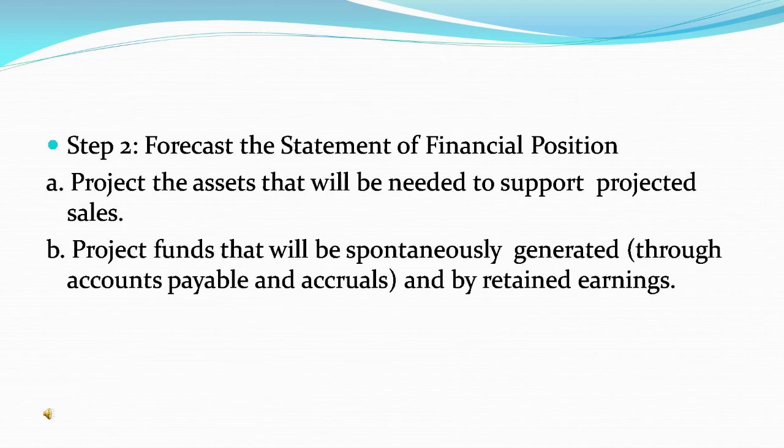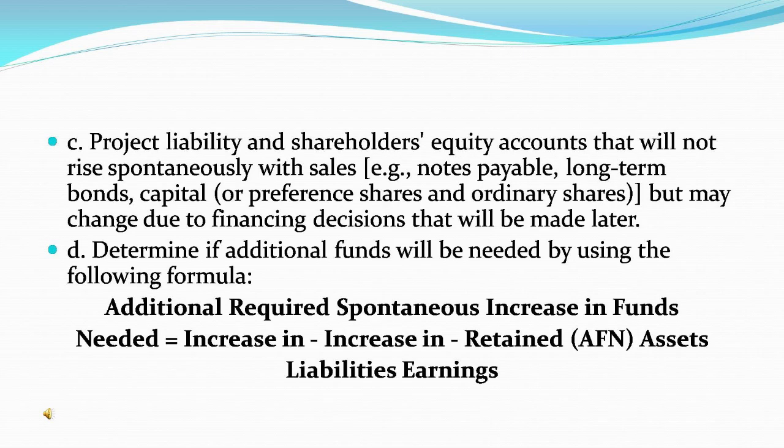Step 2. Forecast the statement of financial position. A. Project the assets that will be needed to support projected sales. B. Project funds that will be spontaneously generated through accounts payable and accruals, and by retained earnings. C. Project liability and shareholders' equity accounts that will not rise spontaneously with sales, for example, notes payable, long-term bonds, capital, or preference shares and ordinary shares, but may change due to financing decisions that will be made later.